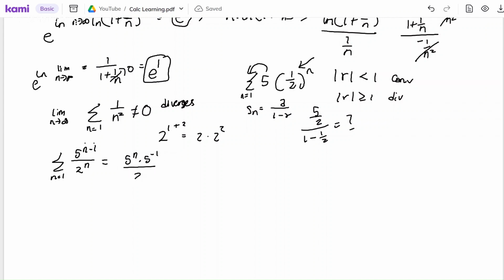So you can manipulate this whole function to become 1 over 5 times 5^n over 2^n. And then you combine these n's together and it becomes 1 over 5 times (5 over 2)^n. And now you have a geometric series with r greater than 1, which diverges. Okay, next up.